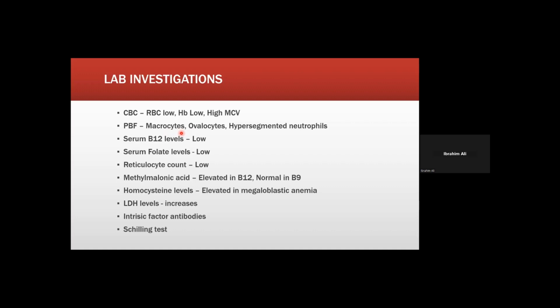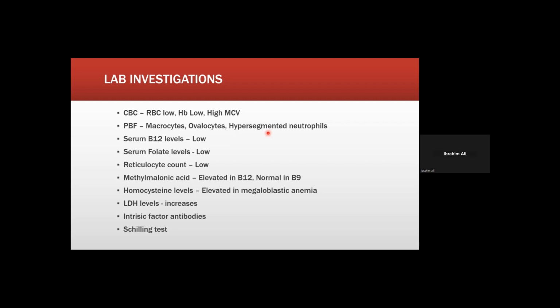Ovalocytes are the same, and then on the PBF we'll see hypersegmented neutrophils, but this one is more specific to megaloblastic than non-megaloblastic. So if you are given a PBF slide and you see hypersegmented neutrophils, most probably this can be either B12 deficiency or folate deficiency. As you remember, neutrophils normally have 3 to 5 lobes. When it has more than 5 lobes, you say hypersegmented neutrophils.